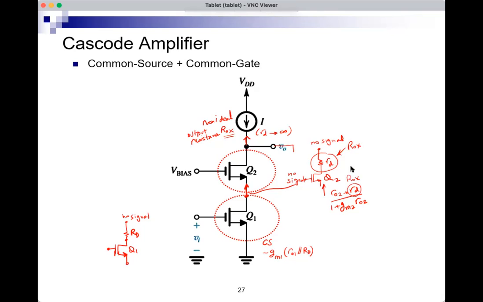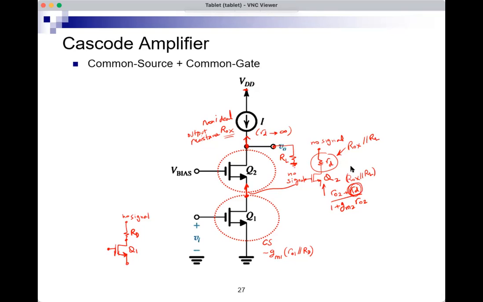Let's say that there is an RL. What happens? Well, that's easy, because RL and ROX would be in parallel. RL is from the output to signal ground, real ground, and ROX is from the output to signal ground. So what should I use now? ROX parallel RL, that's it. So ROX parallel RL would be this RD in this formula. And you see how this simplifies the analysis.